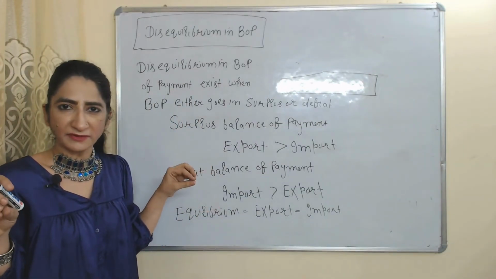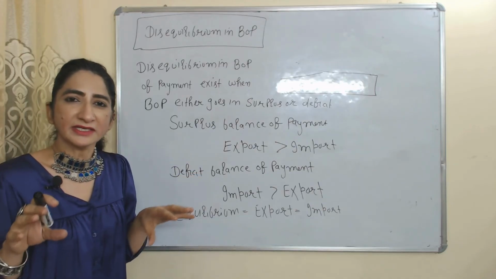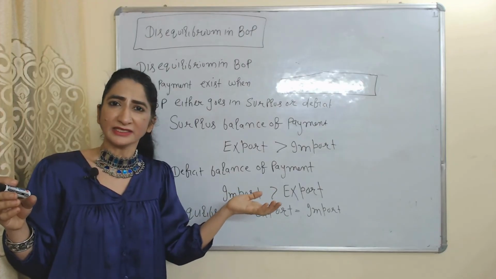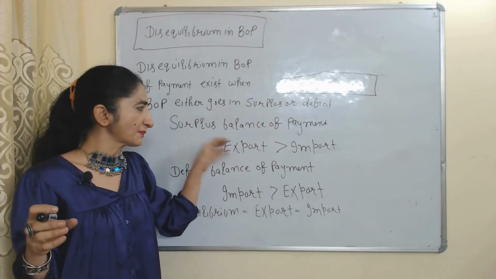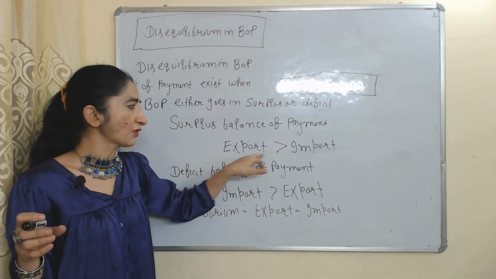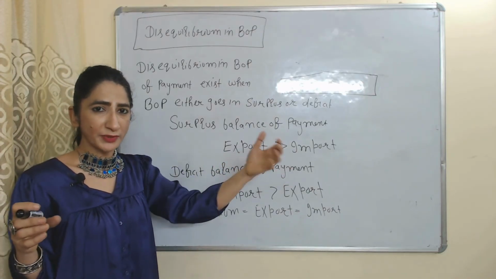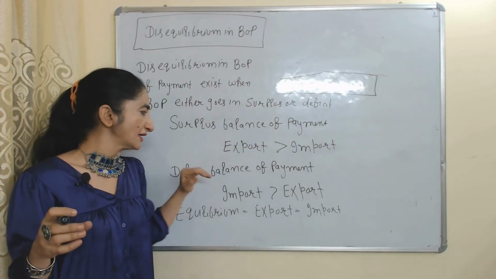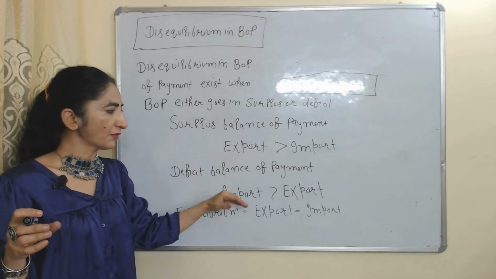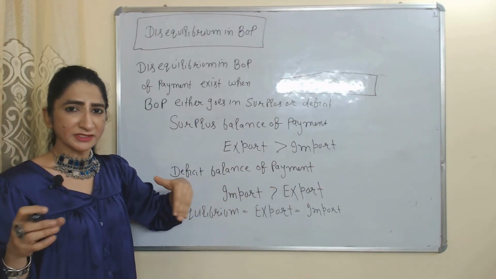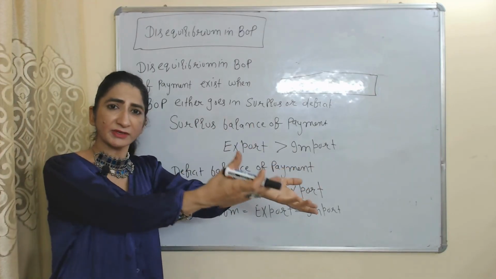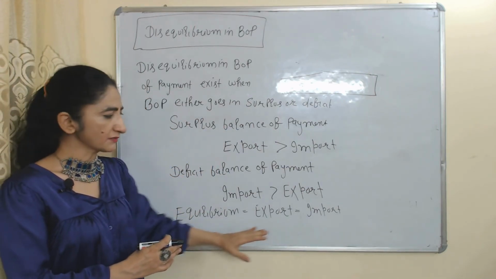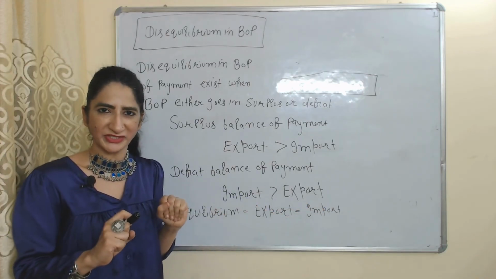Now we will see disequilibrium in balance of payment. Disequilibrium in balance of payment means when our balance of payment is either in surplus or in deficit. Surplus balance of payment means when exports are more than imports. That means we are receiving more money compared to what we are giving to other countries. Deficit balance of payment means when imports are more than exports. That means more of our money is going to other countries, but we are receiving less money. And equilibrium balance of payment means when exports and imports are equal to each other.